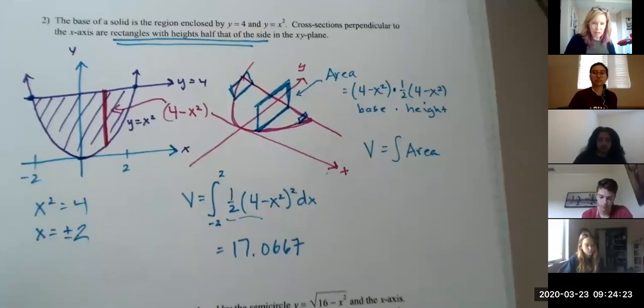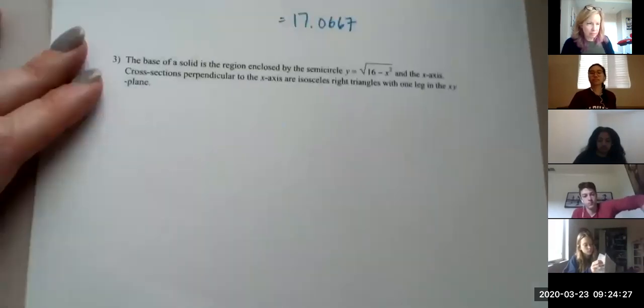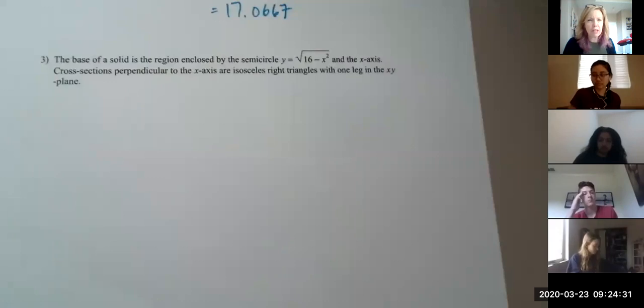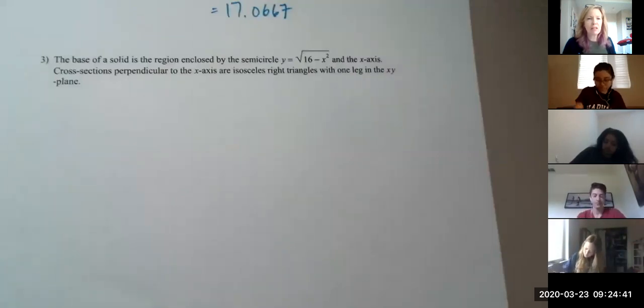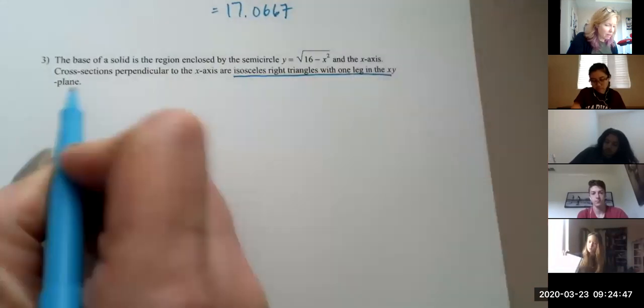The next one we're going to look at, that we can try and squeeze in real quick in these last couple minutes. It says the base of a solid is the region enclosed by the semicircle, the square root of 16 minus x squared, and the x-axis. Cross sections perpendicular to the x-axis are isosceles right triangles with one leg in the xy plane.